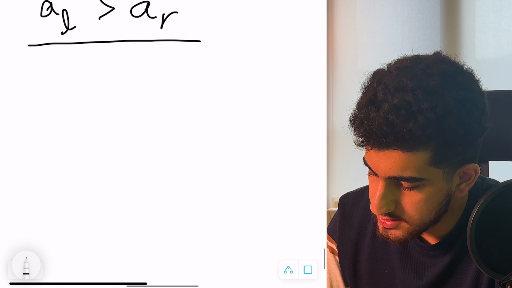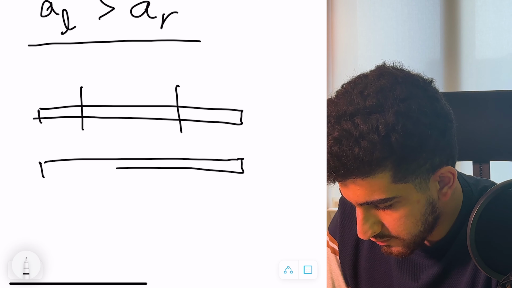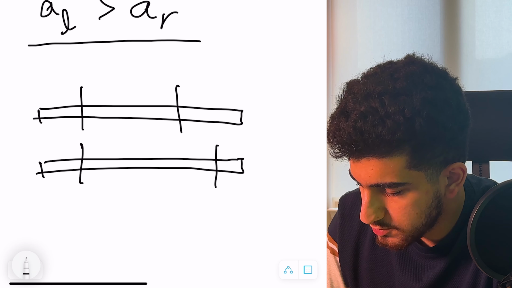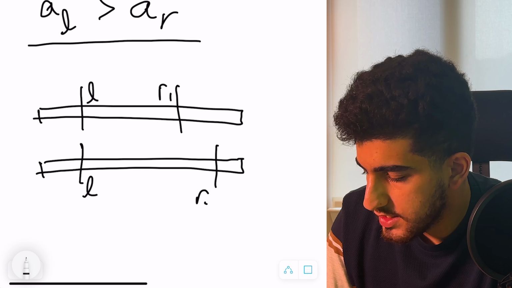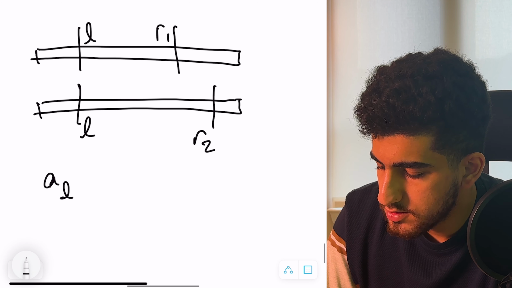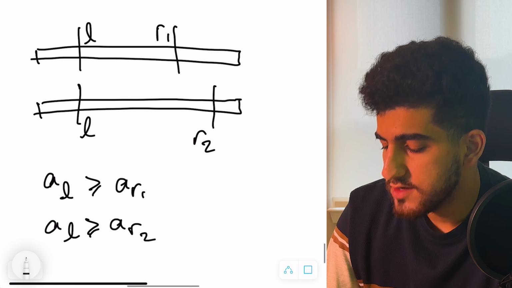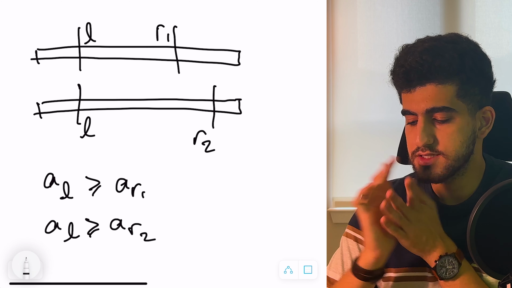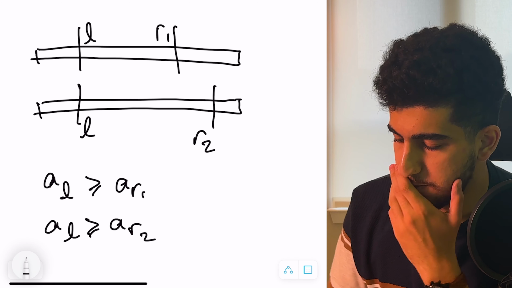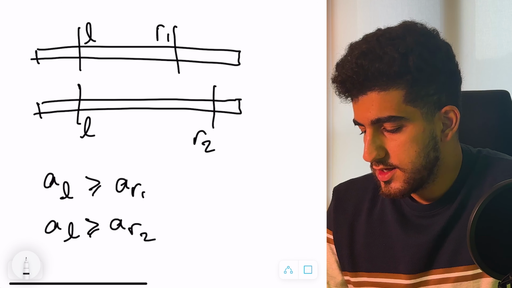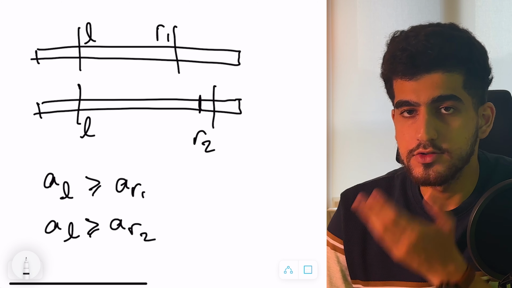So now consider that there are two such intervals. Two intervals that both start from A of L. For example, one of them is this, one of them is this. This one goes from L to R1. This one goes from L to R2. And A of L is greater than or equal to A of R1, and also A of L is greater than or equal to A of R2. And both of them are good. I'm gonna show that it is not possible. Consider that R1 is less than R2, for example, the first one is the shorter one. There's no difference, right? If that happens, I can say that it is impossible that A of R2 is useful.